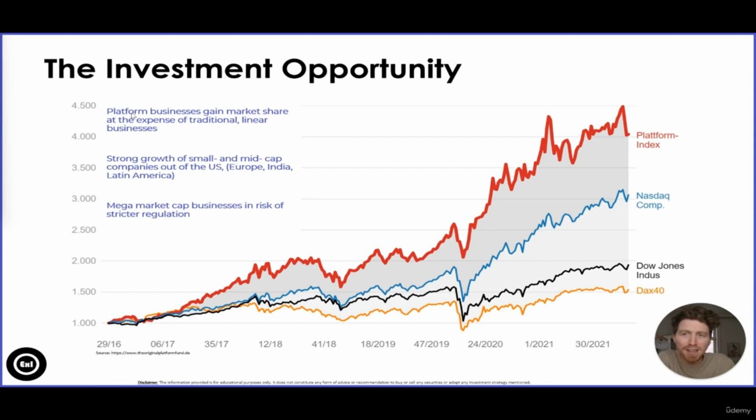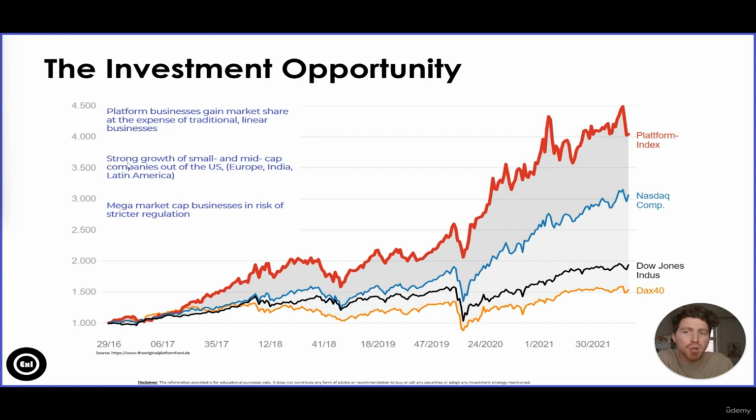First of all, that platform businesses gain market share at the expense of traditional linear businesses. So you have to think about where are old-fashioned linear businesses which could be disrupted by a digital platform-based approach.